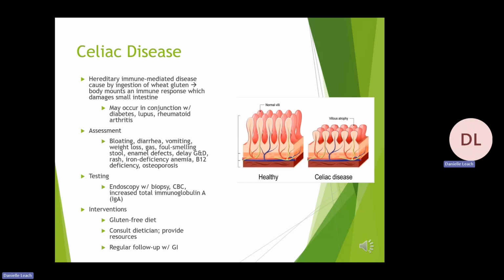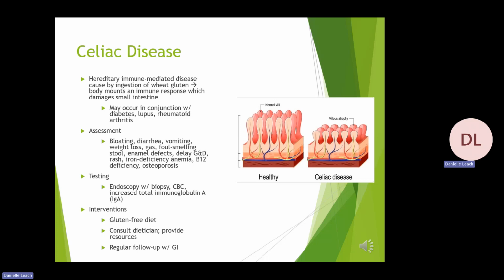So testing-wise, the definitive test to diagnose celiac disease is a biopsy. There are other oral swabs and blood tests that you can do that say you probably have celiac disease, but the definitive test is getting an endoscopy with a biopsy. And then on biopsy, the person with celiac disease will have increased total immunoglobulin A, or IgA.